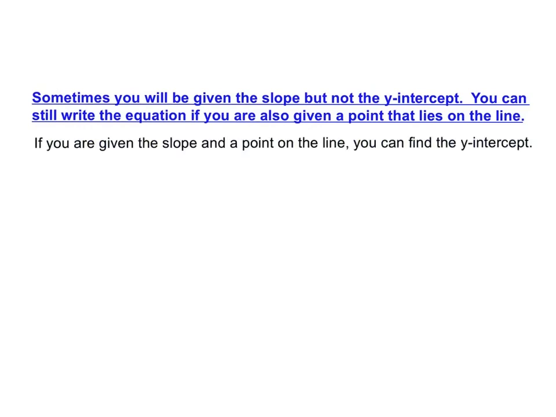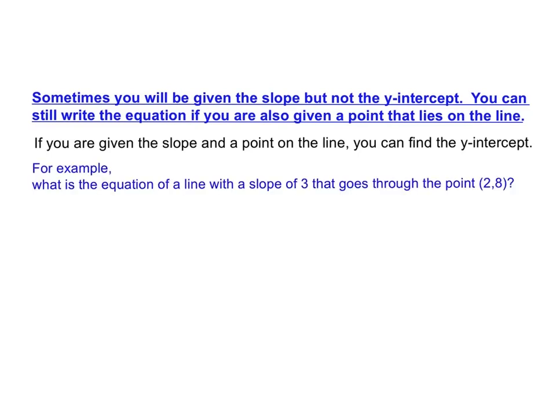Okay. Here's the kind of situation. If you're given a slope and the point on the line, we have to find the y-intercept. So again, we go back to this concept that we're always trying to find the slope and the y-intercept. Okay? Slope and y-intercept. Okay. So, here's an example. You're going to find an equation of the line with slope 3 that goes through the point (2, 8). So I've given you the slope. We don't know the y-intercept.